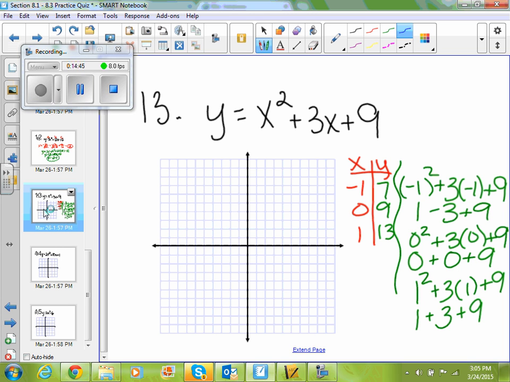So that's what I'm going to graph. So negative 1, 7 tells me to go back 1, up 7. 0, 9 tells me to go over 0, up 9. And 1, 13 tells me to go over 1, up 13. Okay, so then if I connect those points, they make half of my parabola. What do I do to get the other half? Just draw it. You reflect it. Yep.